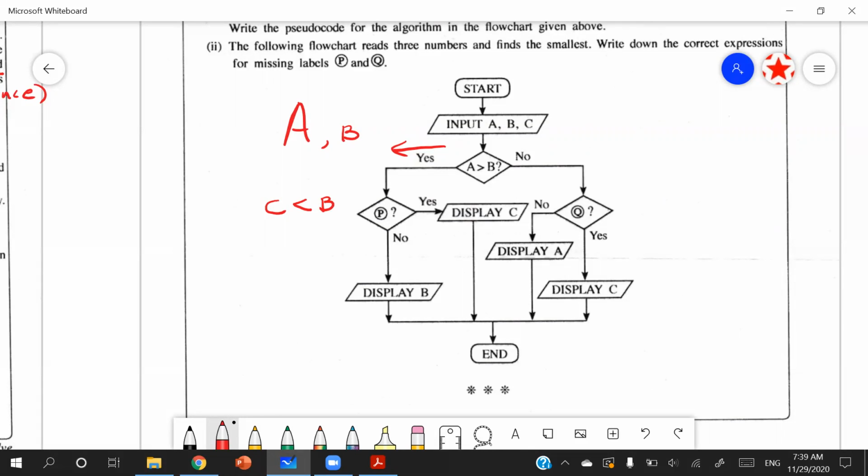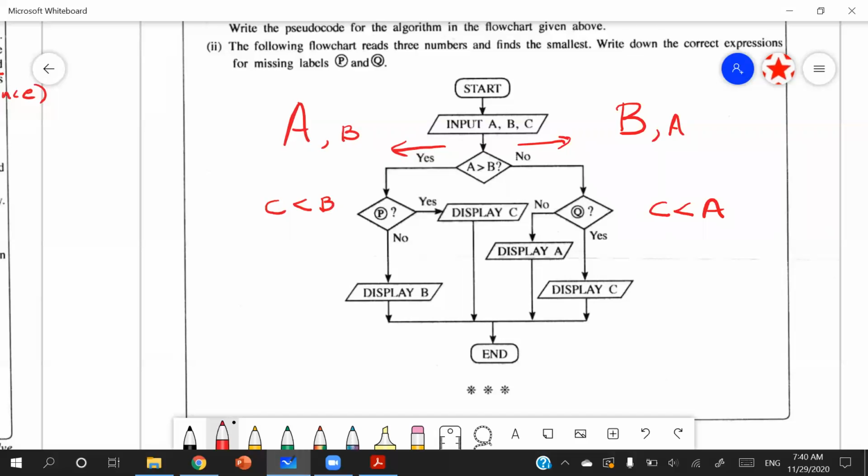If it is yes, then it will display C. If it is no, that means C is bigger than B, so they will display B as the smallest value. If they are going on the no path, that means B is larger than A. So A is the smaller one in this path. So here they have to figure out again the smaller one by comparing with the other component, to see which one is the smallest. So they are displaying A on the no path, and C on the yes path. Then the correct question that you want is whether C is smaller than A.